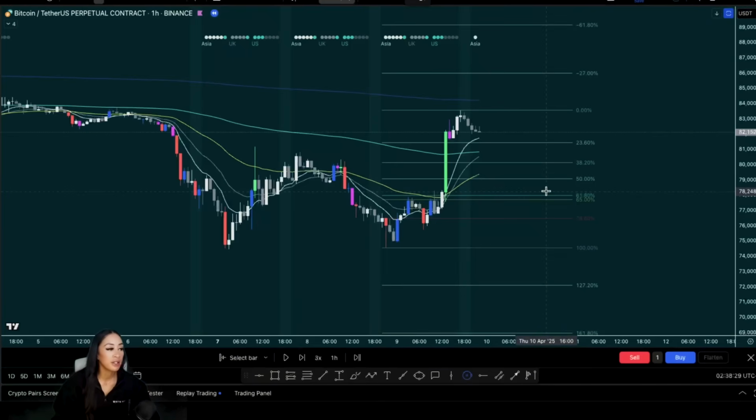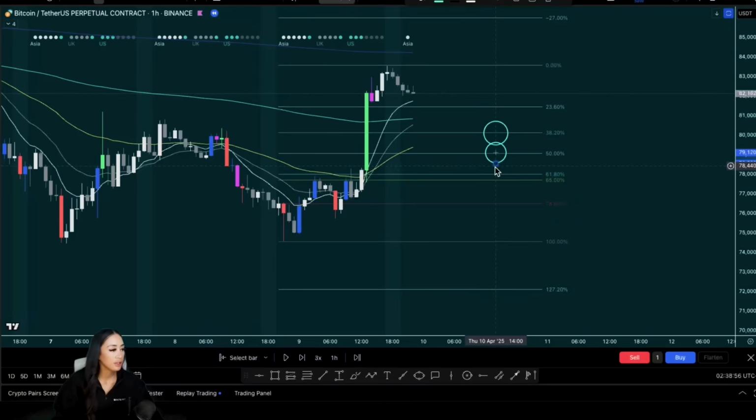From here, I pay attention to 4 key retracement levels, and that is the 38.2 fib. This one would be a shallow pullback, and it means buyers are strong and taking control early. The 50 fib retracement level, this is your balanced pullback, a healthy correction in a trending market.